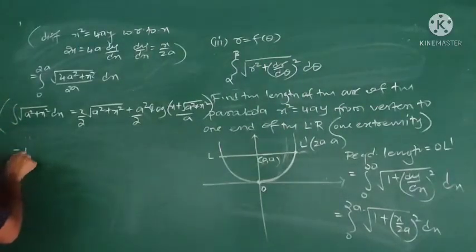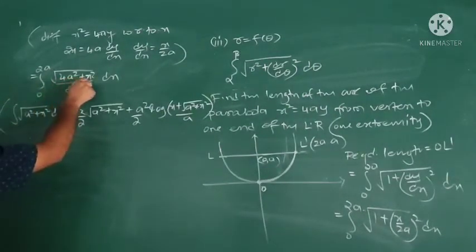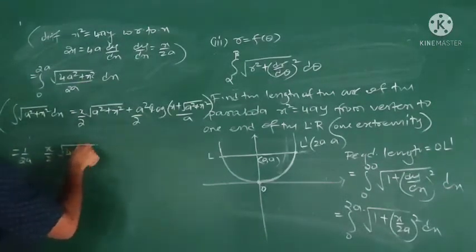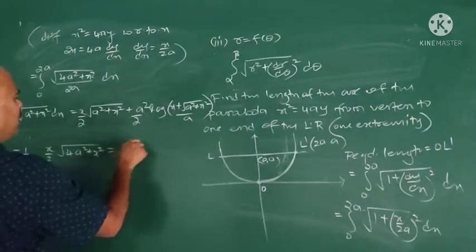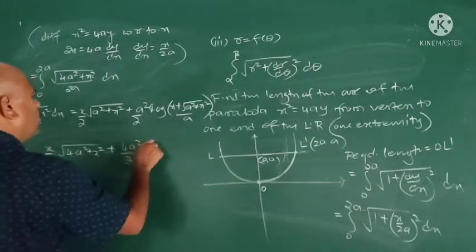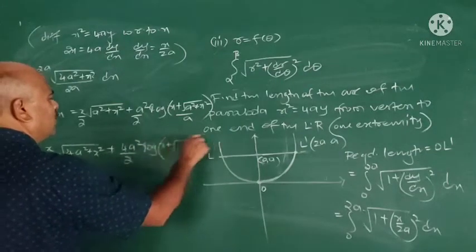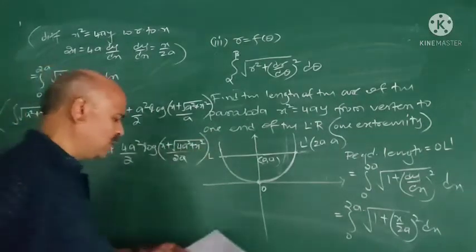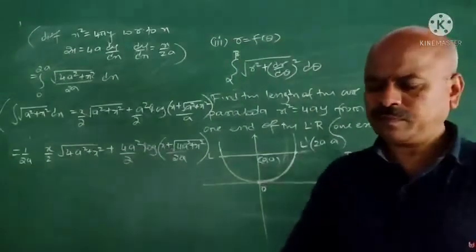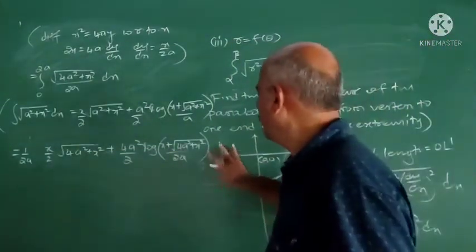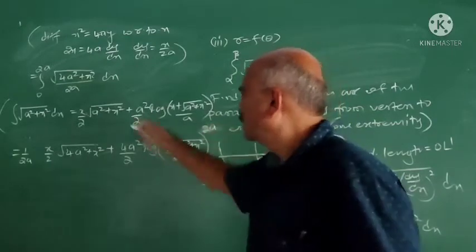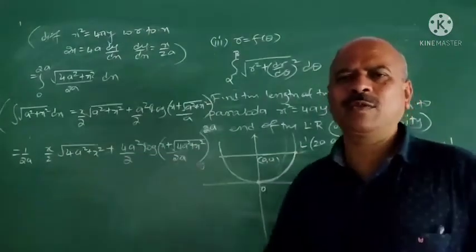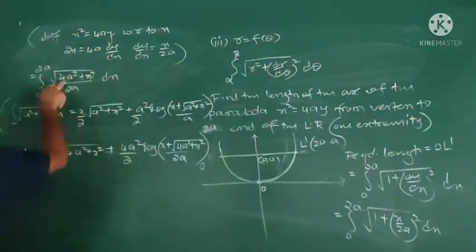Now apply this formula. You will get 1 upon 2a common. Integral 0 to 2a root 4a square plus x square is x by 2 square root of 4a square plus x square plus 4a square by 2 log of x plus square root of 4a square plus x square upon 2a. Am I correct here? Verify. Limit is 0 to 2a. See, this formula is directly applied here. What is a? We have 2a here. In place of a, we have 2a. We write this as 2a whole square.